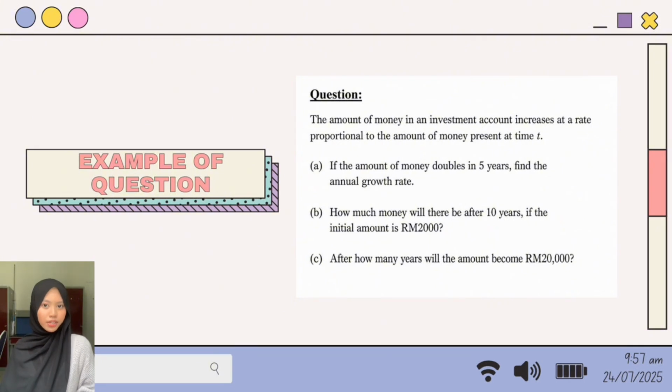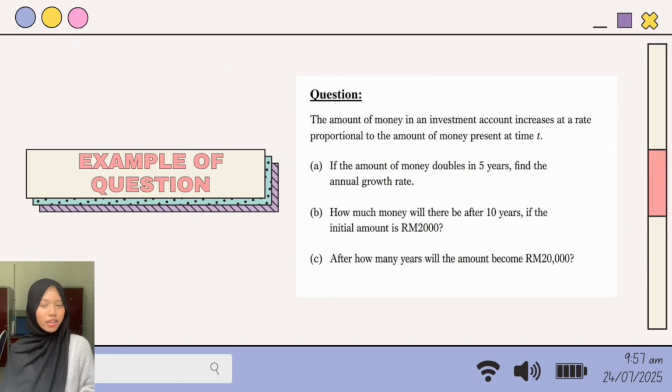Next, for part B, the initial amount of money is RM2,000. Using the growth rate from part A, we need to find how much money will be in the account after 10 years. Lastly, for part C, we are asked to determine how long it will take for the investment to grow from RM2,000 to RM20,000.